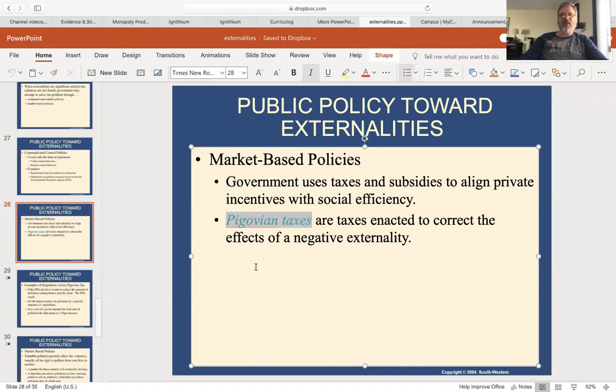And specifically here you see the language of Pigovian taxes. It's the same taxes that we're talking about, but the Pigovian tax is attributing it to the person that first came up with the idea.